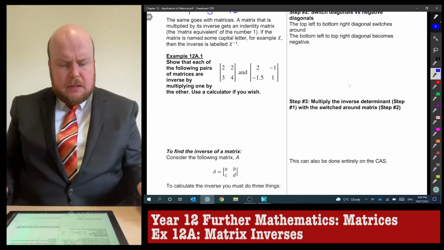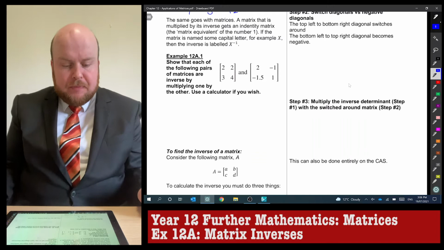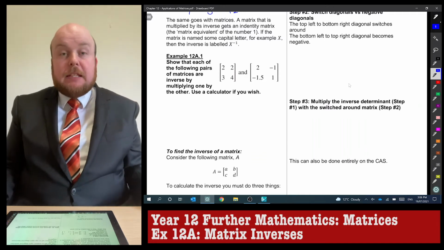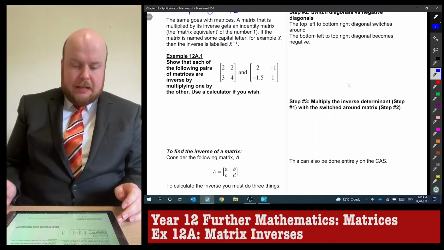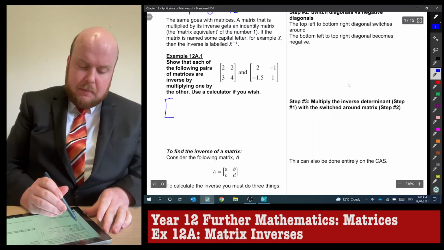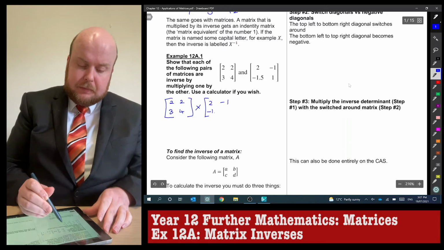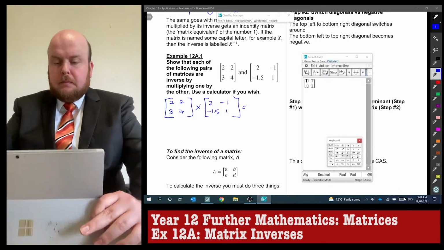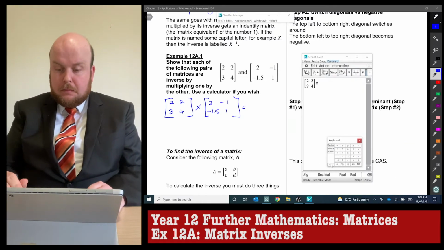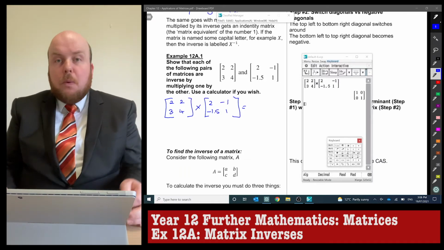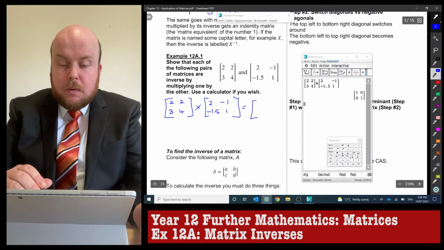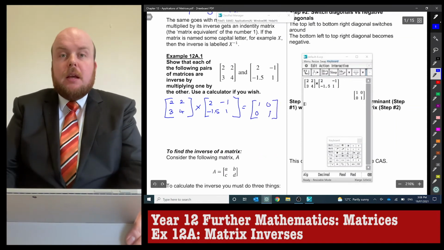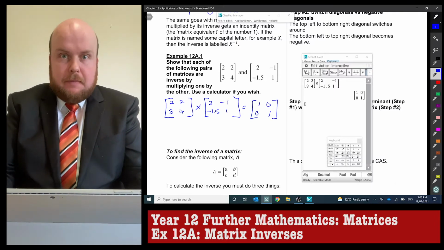Well, the first thing we're going to do in this example 12a.1 is show that each of the following pairs of matrices are inverse by multiplying one by the other. So, I'm just going to multiply this. When I have multiplied the two matrices, I get an answer of 1, 0, 0, 1. And that is an identity matrix.